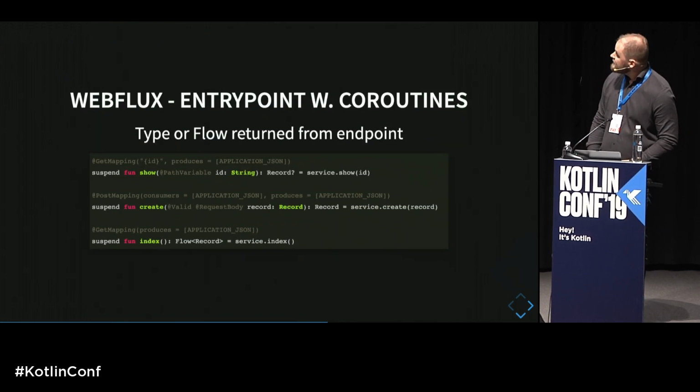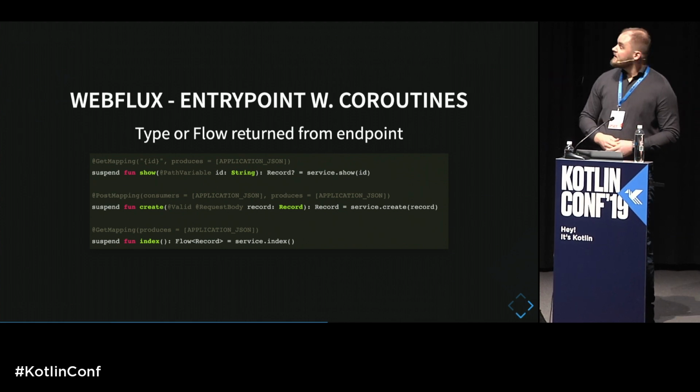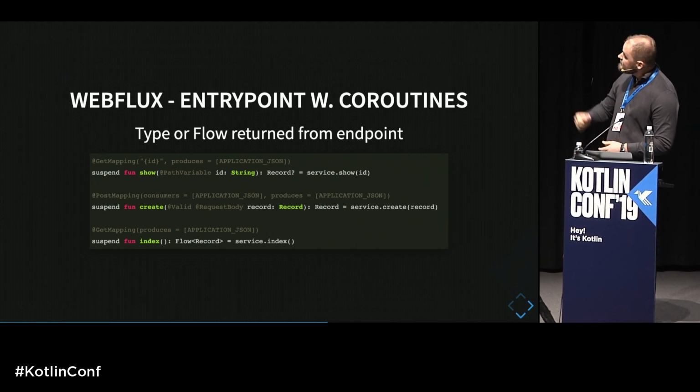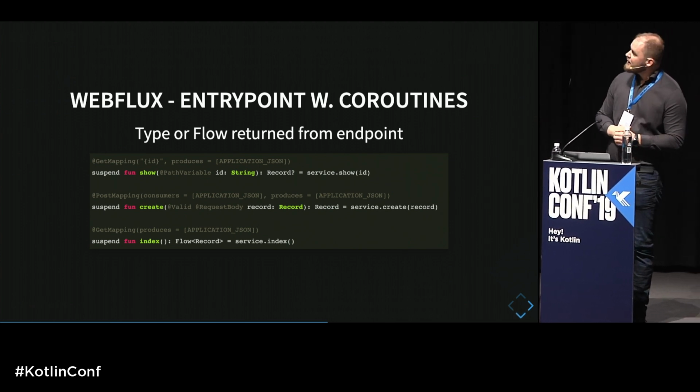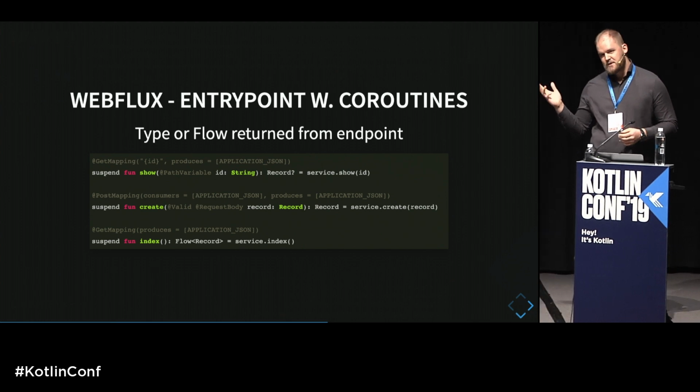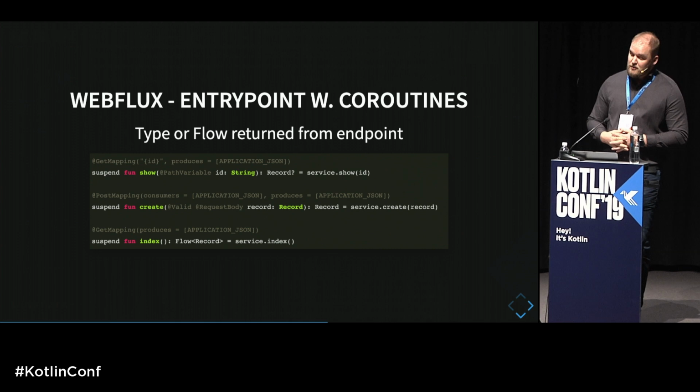So with coroutines, it gets simpler. You add the suspend keyword, and then you just return the element. And for a list of items, you can return a Flow, which is the proposed solution, but you can also just return a list if you want. It does not have to be a Flow.